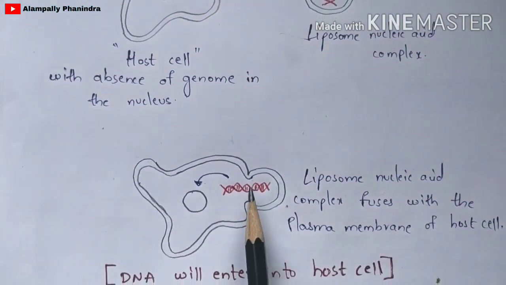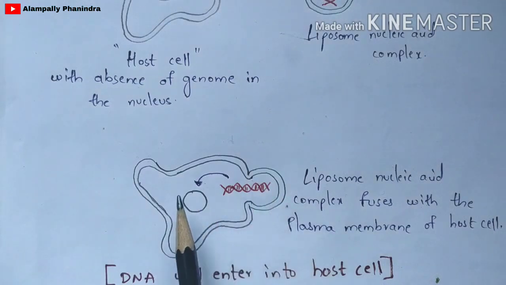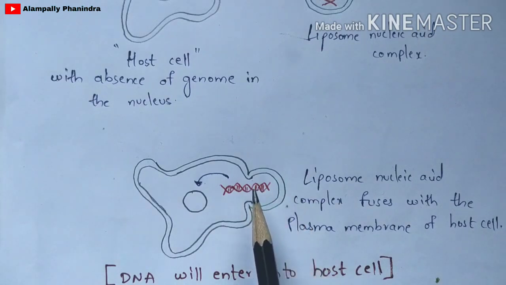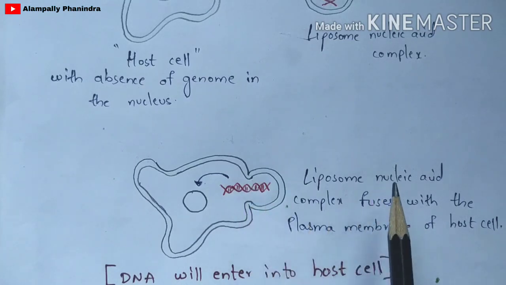Now what happens is that the nucleic acid which is present in the liposome will enter into the host cell, and this mechanism can be visualized with the help of a fluorescent microscope. Why can it be visible only with a fluorescent microscope? Because we have added fluorescent nucleic acids that produce color, and that mechanism can be observed through the color produced by the nucleic acids only with the help of a fluorescent microscope.